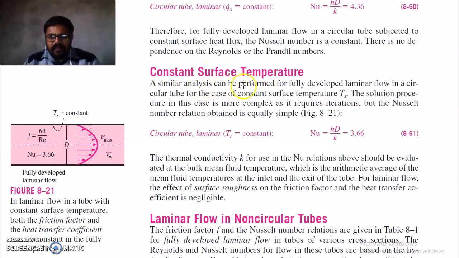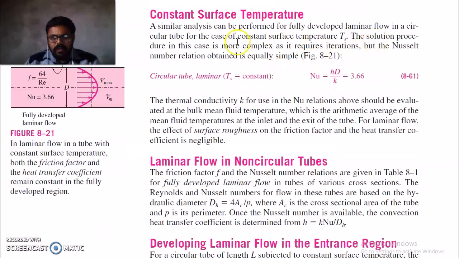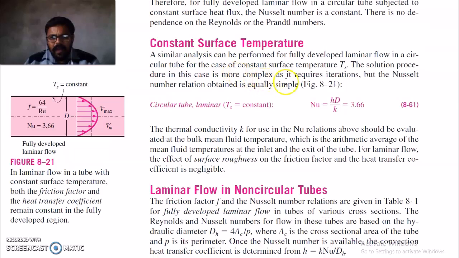A similar analysis can be performed for fully developed laminar flow in a circular tube. For the case of constant surface temperature Ts, you can use the relation. The solution procedure in this case is more complex. It requires iteration, but the Nusselt number obtained is equally simple. That is hD upon k is equal to 3.66.